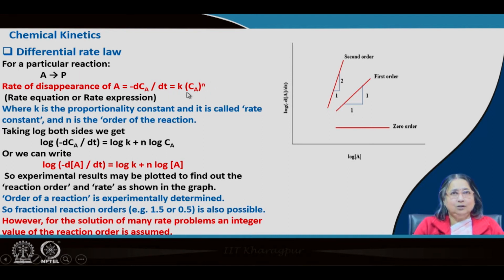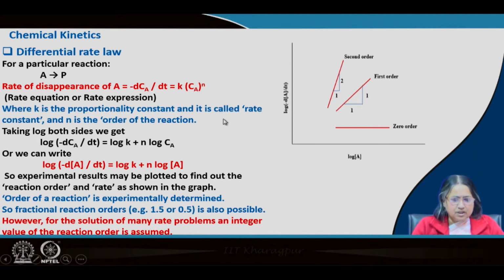So, what is K, what is n, and what is Ca? Ca is the concentration of A at a particular time t, and n is the order of the reaction, and K is a constant called the specific rate constant, or simply the rate constant. This is like the equilibrium constant. The equilibrium constant does not depend on the concentration, as we have already learned. This also does not depend on the concentration. It depends on the temperature, but not on the concentration.